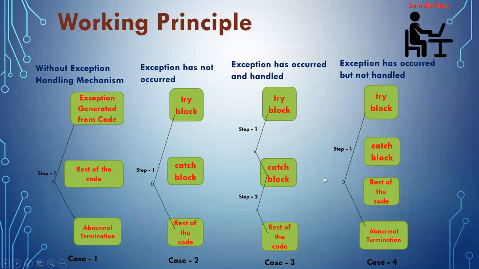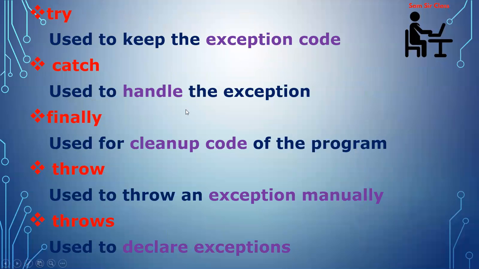So these are all the 4 different cases. You can experience the detailed working principle of exception handling mechanism. Now these are the 5 different keywords. You have learned that try is used to keep the exception code. Catch is used to handle the exception. The rest of the three, we'll discuss in detail in the rest of the videos.